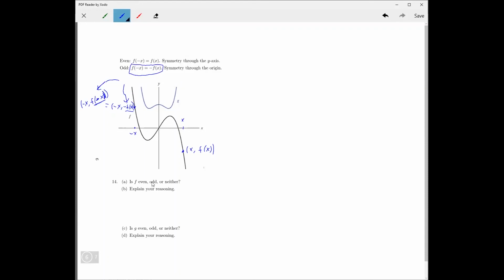Okay, so this is going to be odd, so you put that there. And its reasoning is it's symmetric with respect to the origin. And g is, likewise, g is even. And it's got symmetry with respect to the y-axis.